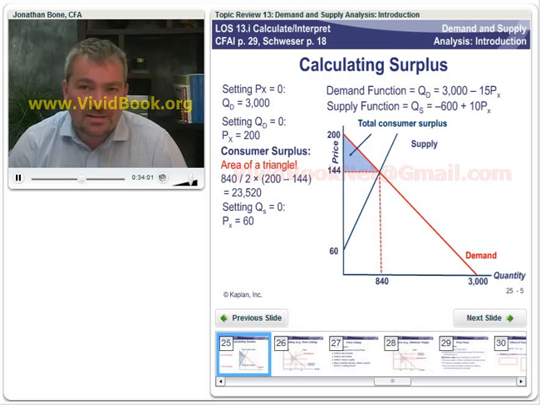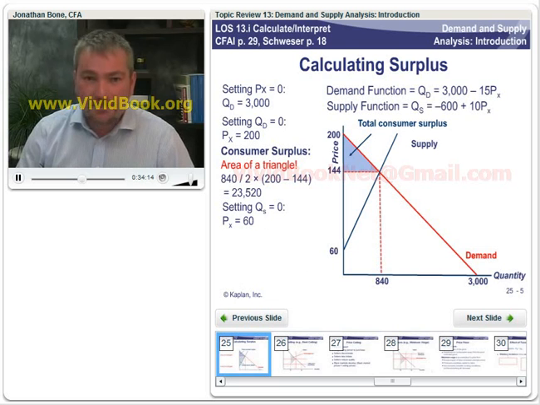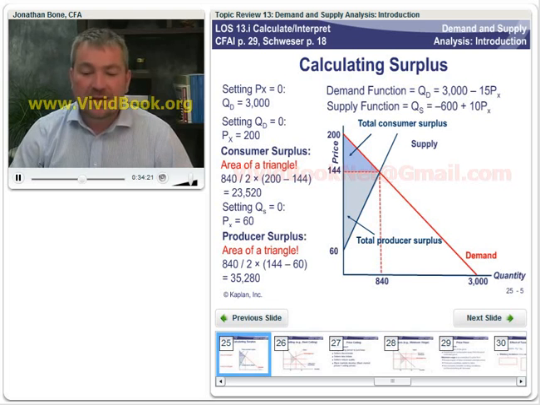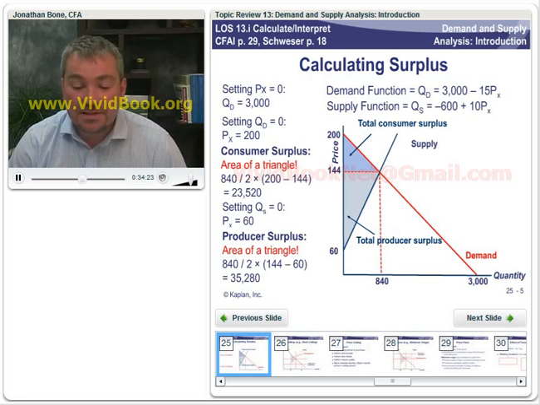Again, using our area of a triangle, half base times height, the base is between 0 and 840, so half of that is going to be 420, and the height is the difference between 144 and 60, and we get the area of our triangle, $35,280. And the total surplus, therefore, is just the two added together. So you are asked to be able to compute.